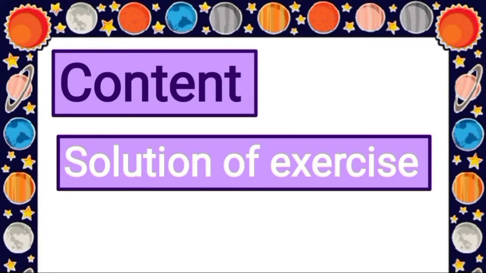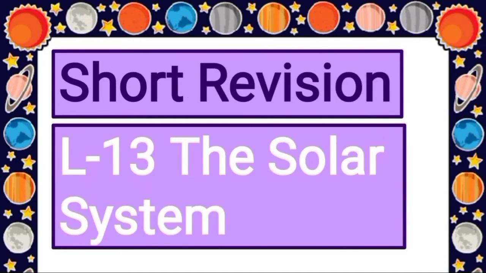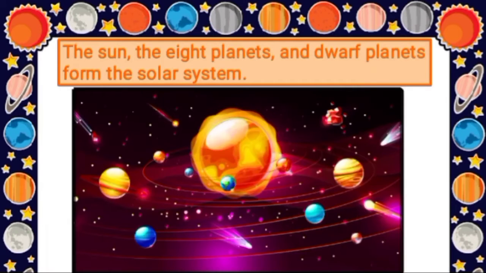Today we will solve the exercise of lesson 13, the solar system. So in the previous lecture we have learned what the solar system is. The solar system consists of the sun and everything that orbits, meaning revolves or travels around the sun. These include the 8 planets and their moons, dwarf planets, and countless comets and other small objects.